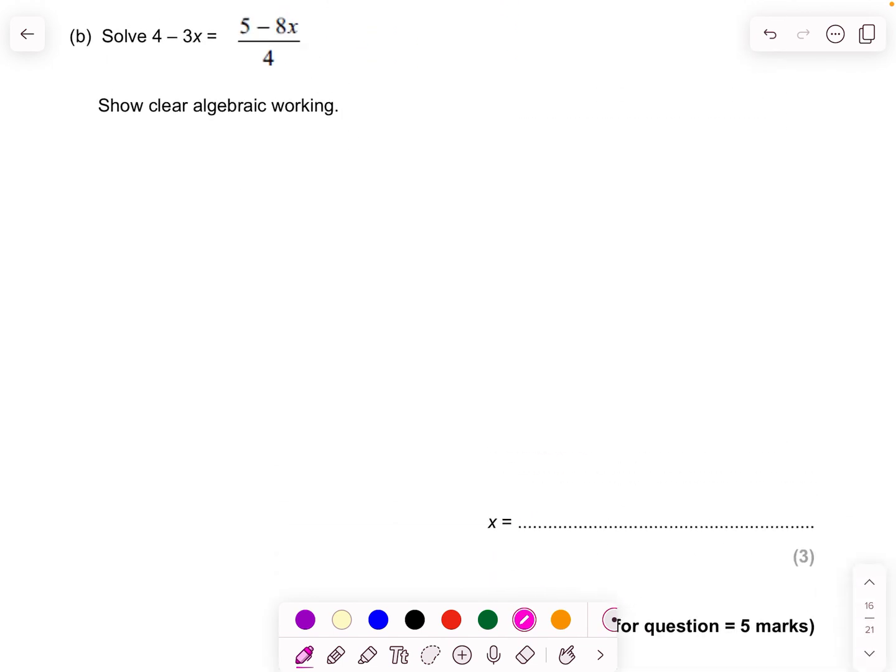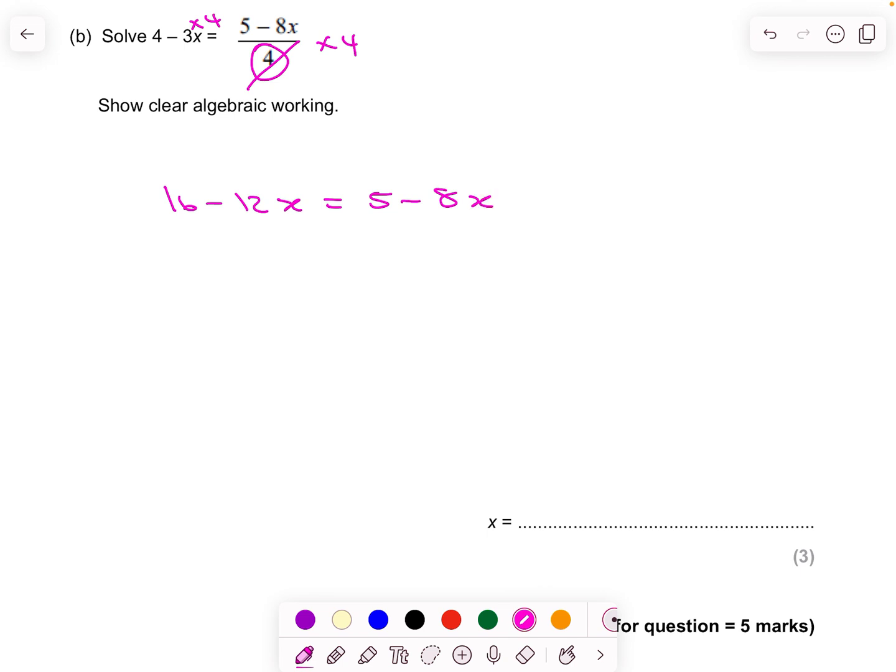Next one, solving. To solve this, I'm going to get rid of the 4 here in the denominator by timesing by 4. They cancel out. But I must do the same here, so I'm going to times that by 4. And I get 16 take away 12x equals 5 take away 8x.